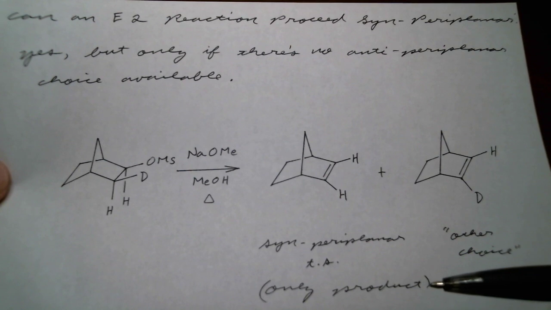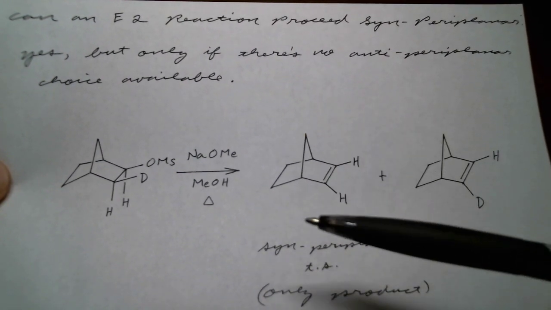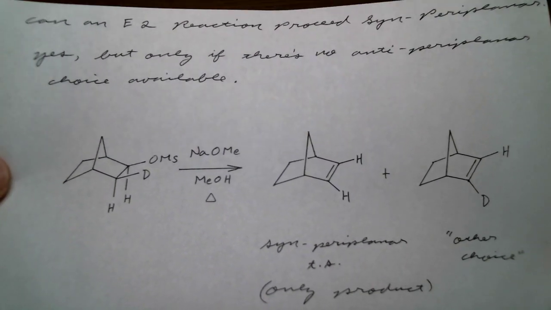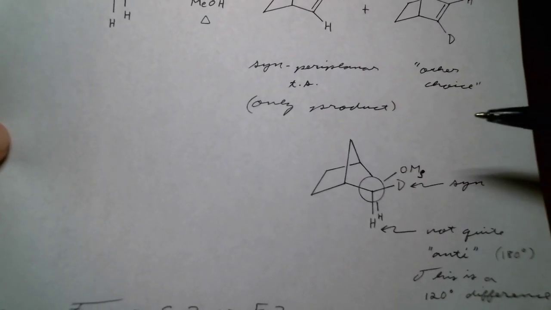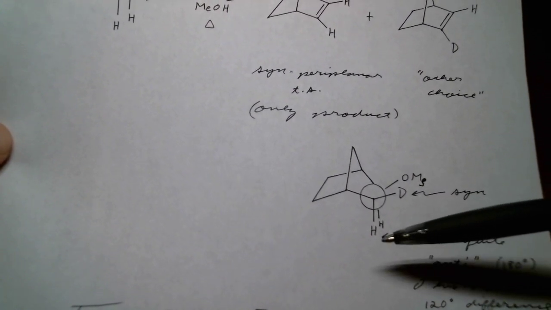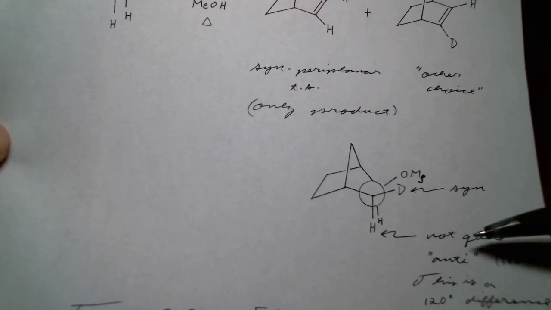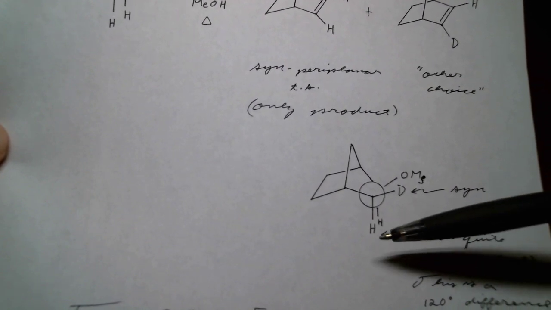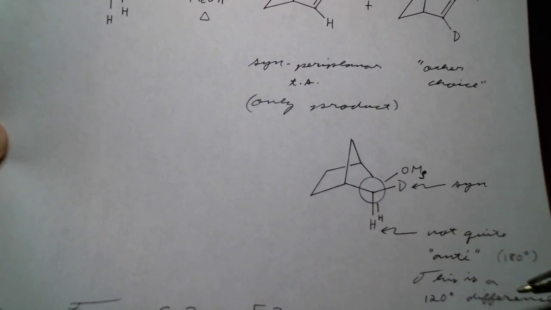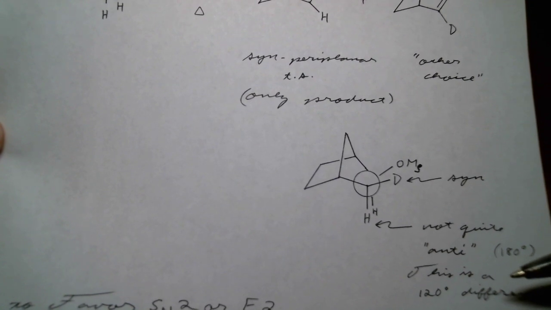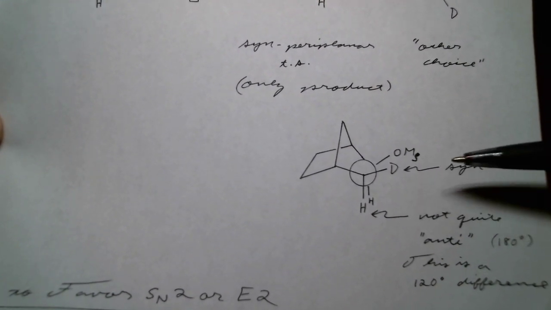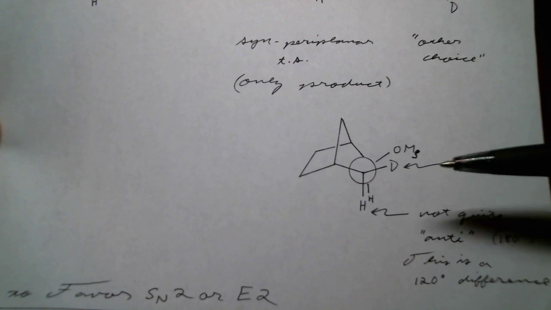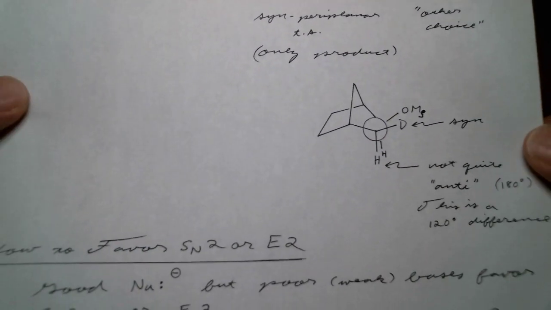And indeed, we see as the only product the product emerging from the syn periplanar state. It has a higher activation energy, but it has better orbital overlap in the transition state than what you would experience pulling this proton off of this beta carbon, which is not quite an anti 180 degree dihedral angle to our mesylate leaving group, maybe only 120 degrees difference. So still a lower energy pathway than this other choice.